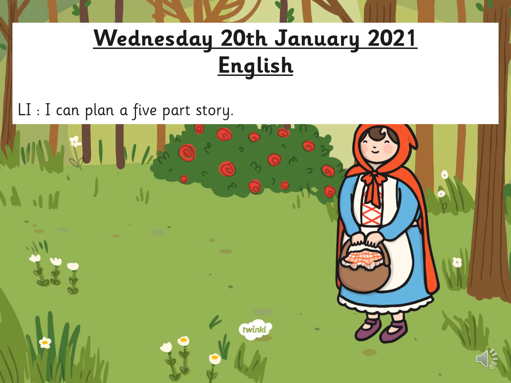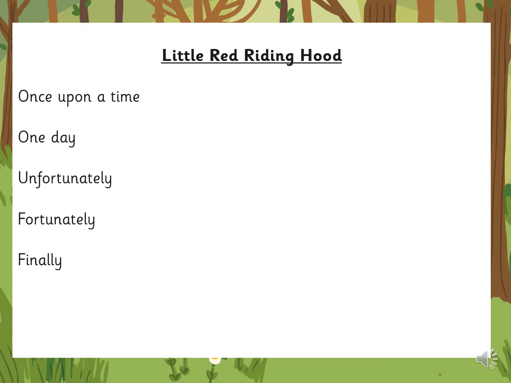Now today and tomorrow we're going to think about writing our story of Little Red Riding Hood. You can write that as just a story or we can do some pictures, it's entirely up to you. But today's job is to plan the story. And as you know, we do our stories in 5 parts. So let's have a look at the sentence starters that we usually use.